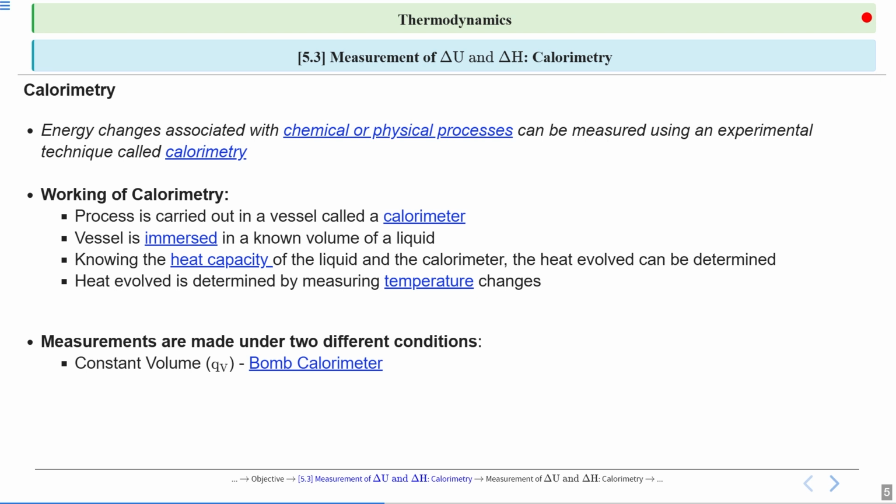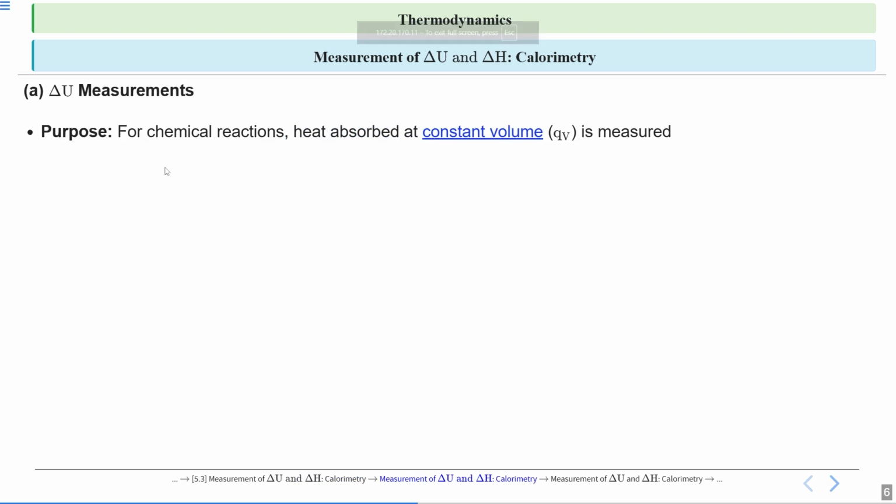And for this kind of heat exchange in which the volume is constant, we carry out the reaction in a bomb calorimeter. So this is the first type. The second type is in which we keep the pressure constant, and that instrument is simply known as calorimeter. So two types of calorimeter are there. Again, I am repeating it. First one is at constant volume, which we call it as bomb calorimeter, and at constant pressure, which we call it as calorimeter. So our first objective is to calculate the delta U measurement, which is our today's objective.